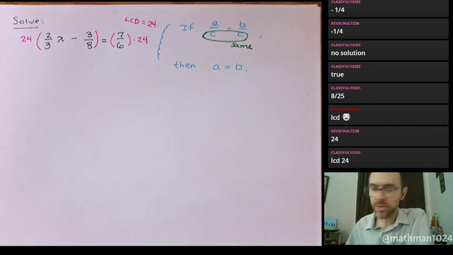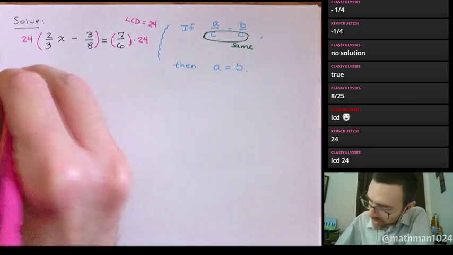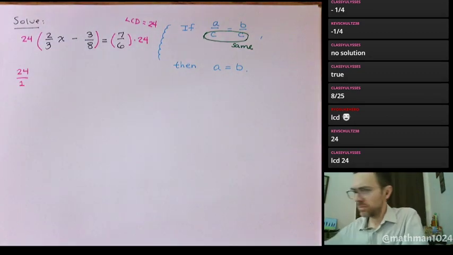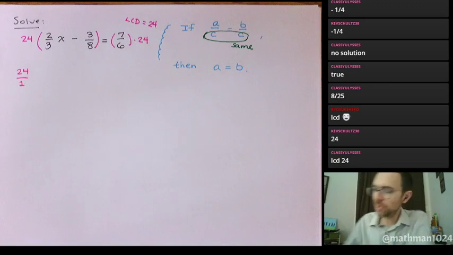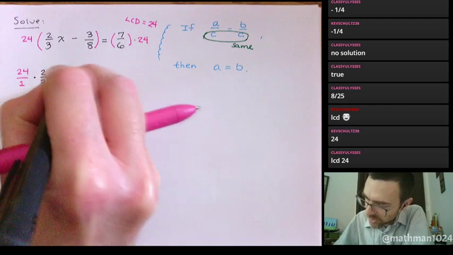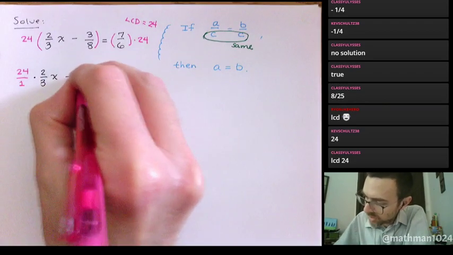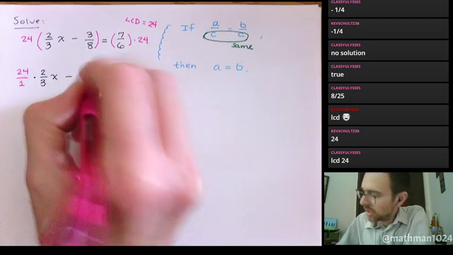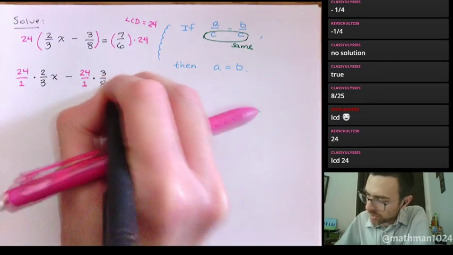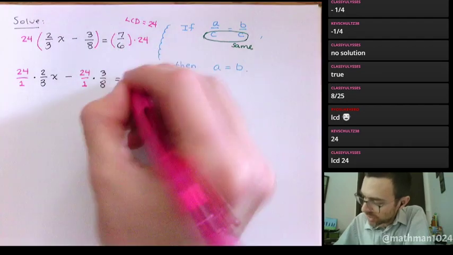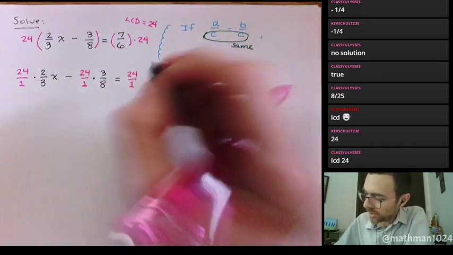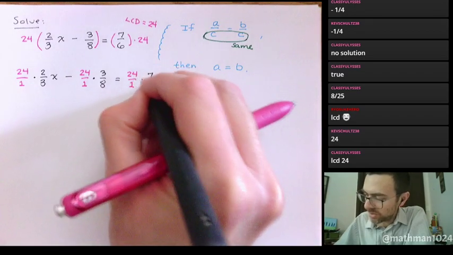But then there's distributing that happens here. So I'm going to rewrite this. So this is 24 over 1 times 2/3 x minus 24 over 1 times 3/8, and on the right hand side, 24 over 1 times 7 over 6.